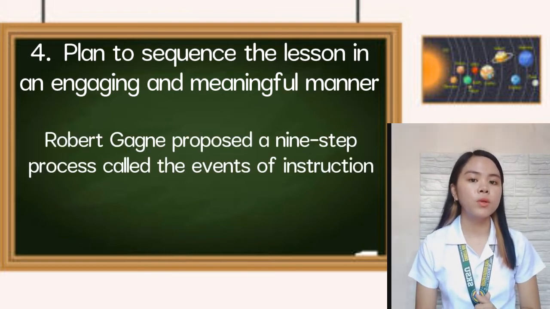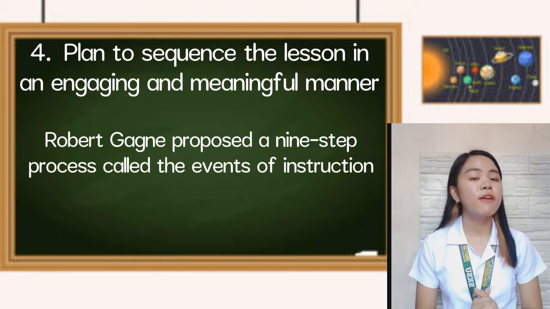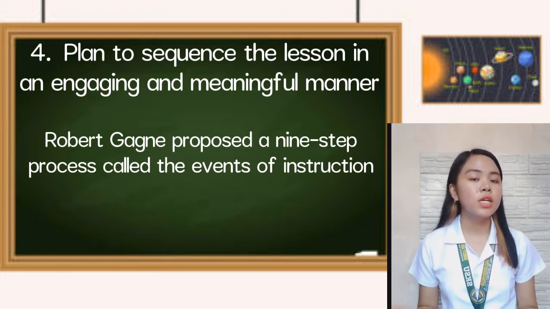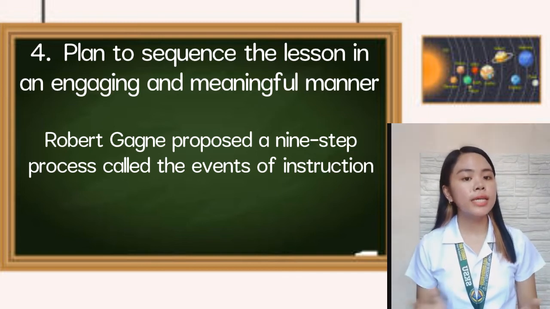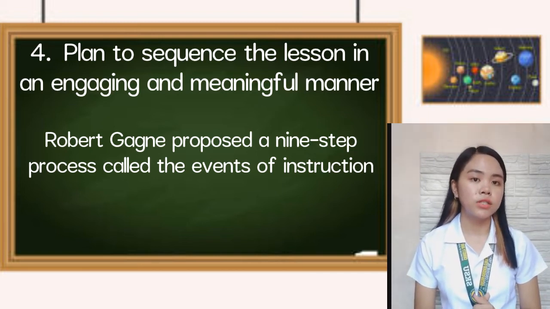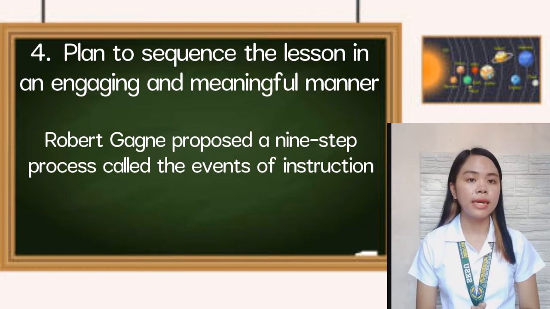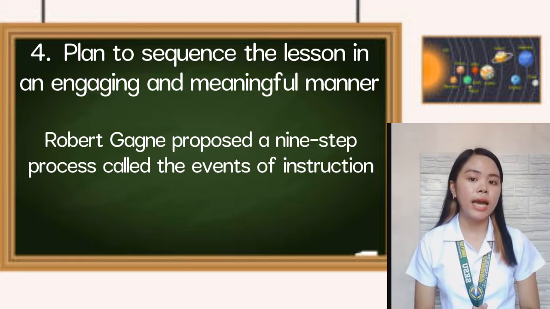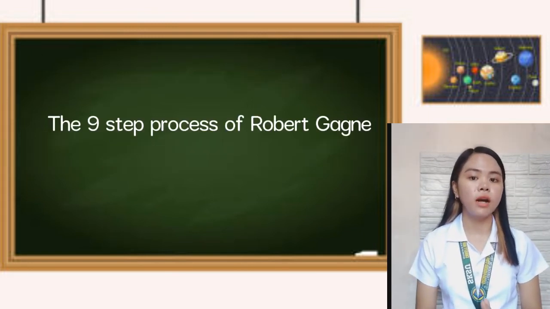The next step is to plan to sequence the lesson in an engaging and meaningful manner. Robert Gagne proposed a 9-step process called the events of instruction, which is useful for planning the sequence of your lesson. Using Gagne's 9 events in conjunction with Bloom's revised taxonomy of educational objectives aids in designing engaging and meaningful instruction. The 9-step process of Robert Gagne.